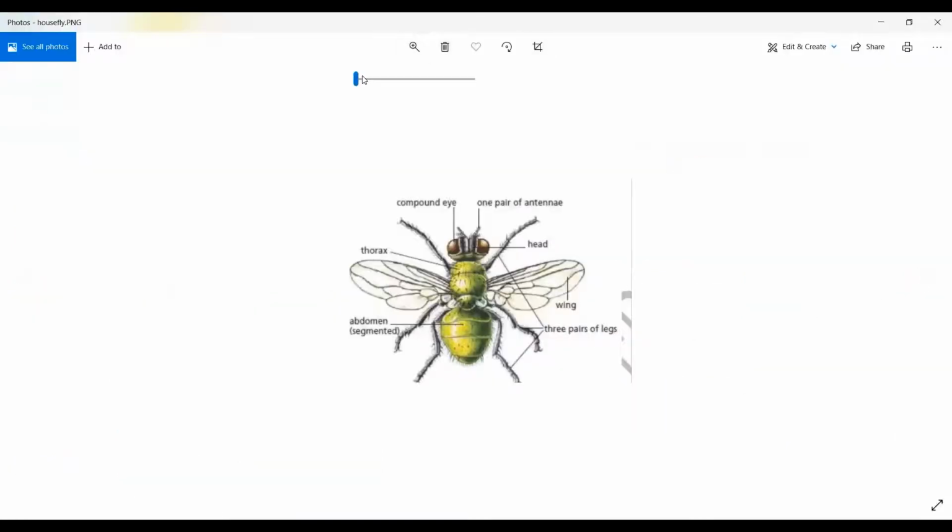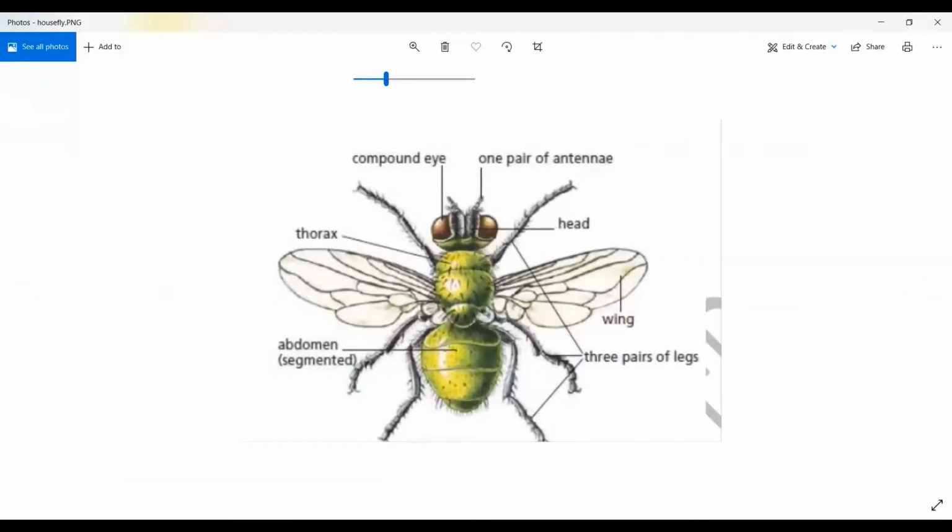Look at this. Here, as you can see, it's very clear that the body is divided into head, thorax, and abdomen. And even these are segmented, but we don't mention the segments here, we just say segmented thorax and abdomen. They have 3 pairs of jointed legs coming out of the thorax. They have 1 pair of antennae. They have compound eyes. They have 1 or 2 pairs of wings.